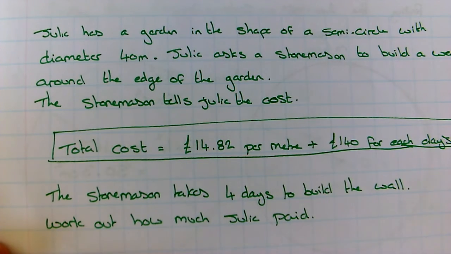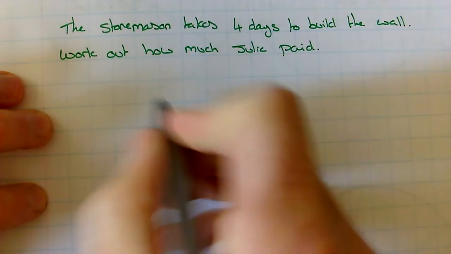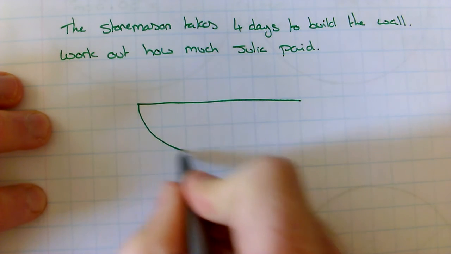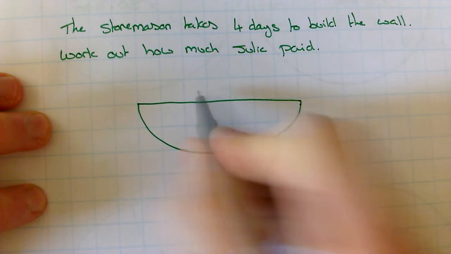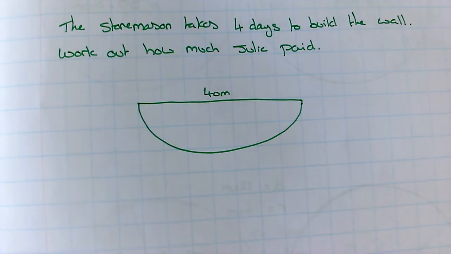The very first thing we should do is we should draw a diagram. So I'm just going to move the camera down so you're not going to be able to see the question, but I will keep reading things out to you. Okay, so we've got a garden in the shape of a semicircle. The diameter is 40 metres, so all the way across goes 40 metres.